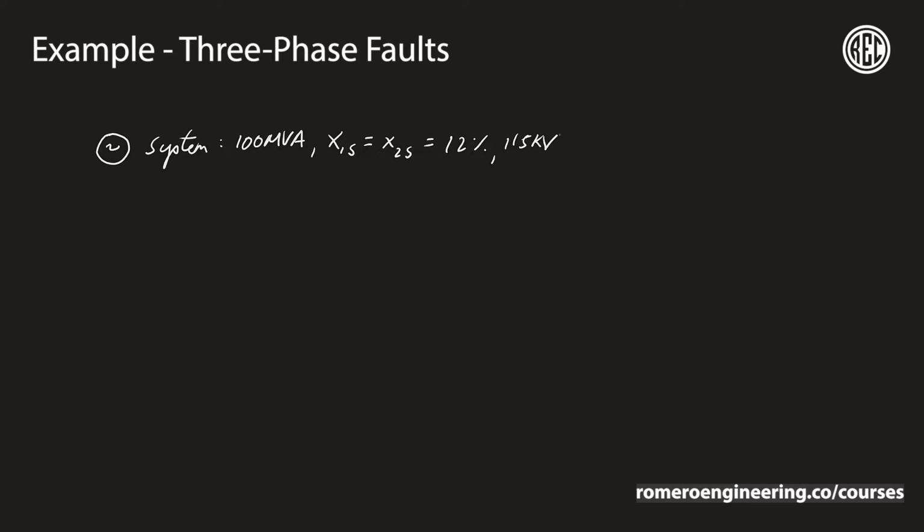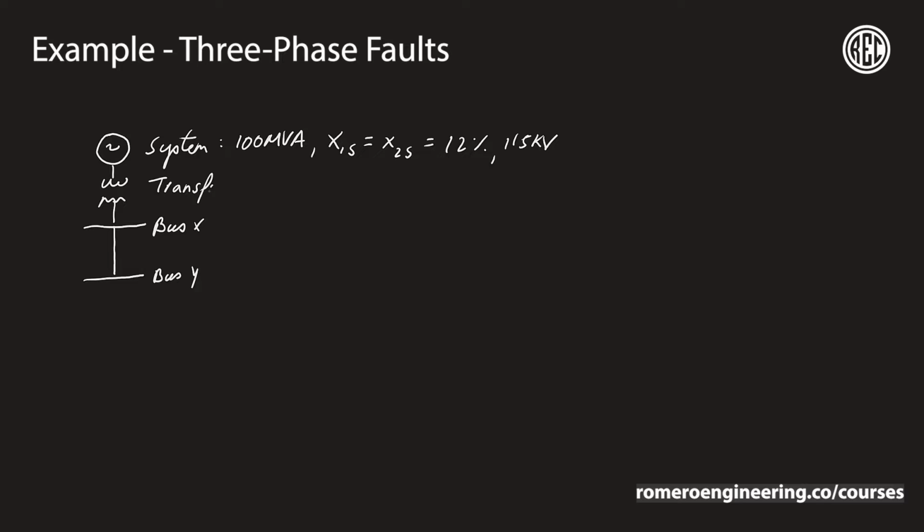Now this system is feeding a transformer. So I'm going to write it over here. And then that transformer goes to a bus, and we're going to call this bus X. And then we have a feeder over here, and that goes to bus Y. So the transformer data is going to be as follows. So let me write it over here.